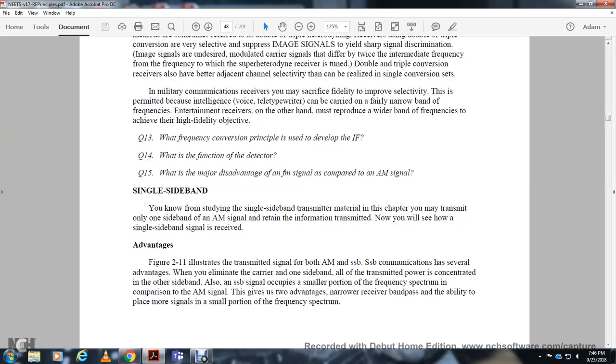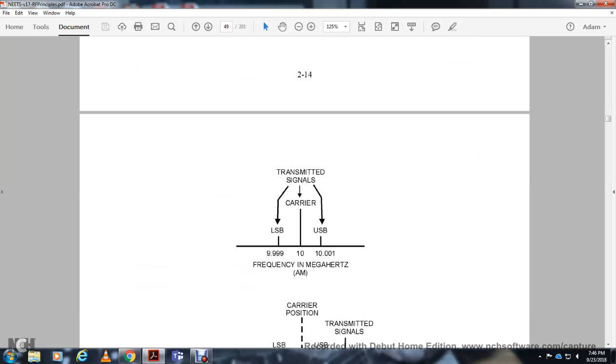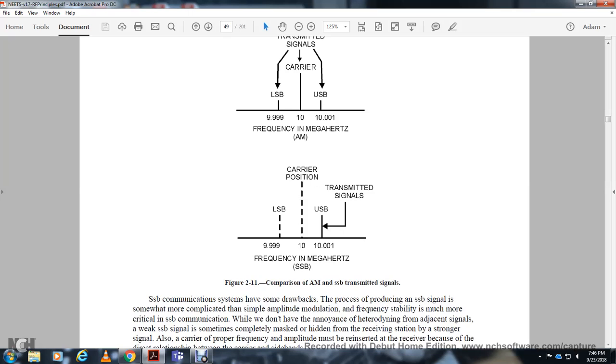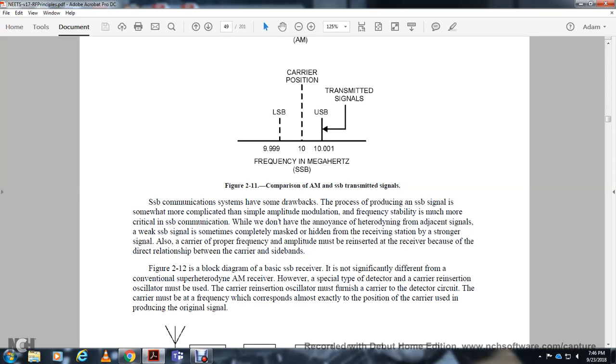Advantages. Figure 2-11 illustrates the transmission of the signal with the A and B single sideband communication. Several advantages are gained by eliminating the carrier and one sideband, with all the transmitter power concentrated in a single sideband. A single sideband signal occupies a small portion of the frequency spectrum compared to an AM signal, and the receiver's bandpass is narrower, allowing it to place more signals in a small portion of the frequency spectrum. The transmitter may suppress the carrier, leaving the upper or lower sideband. Single sideband communication systems have the drawback that the process of producing a single sideband signal is more complicated, and frequency stability is much more critical than in amplitude modulation.